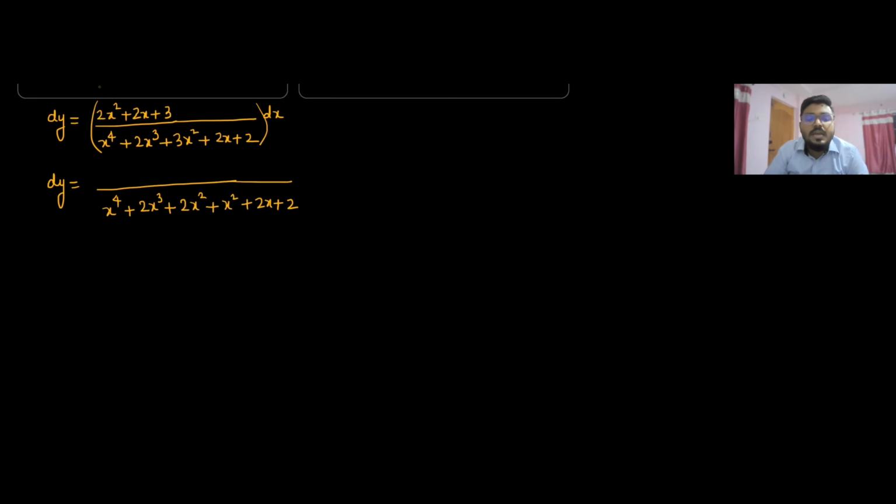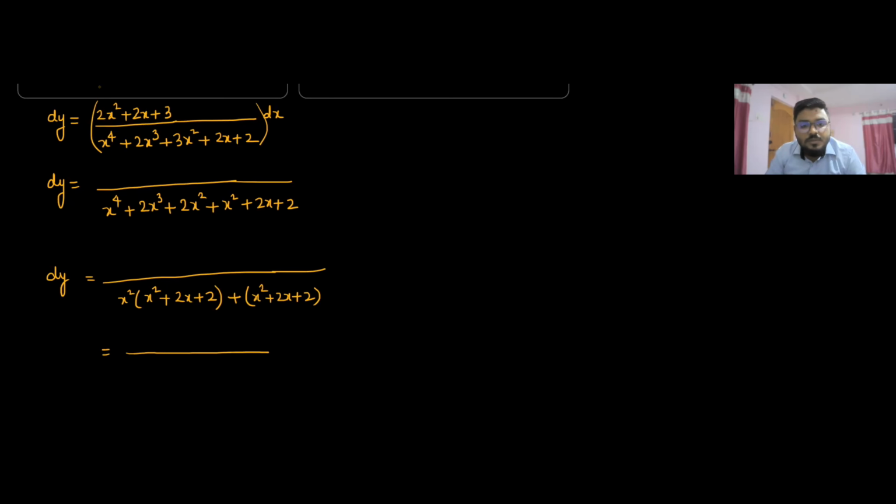Now, and the numerator we will see. Now focusing on the denominator first. So here if I take x square common, remaining is x square plus 2x plus 2. Fine. And here plus x square plus 2x plus 2. Okay, so I think the job is about done. So here you can take x square plus 2x plus 2 common. So remaining things will be x square plus 1.